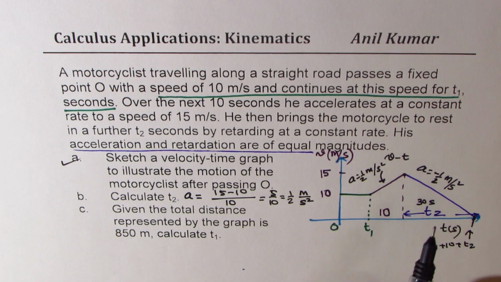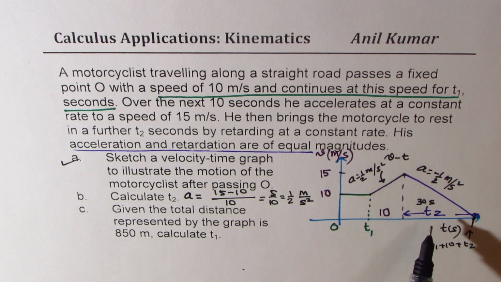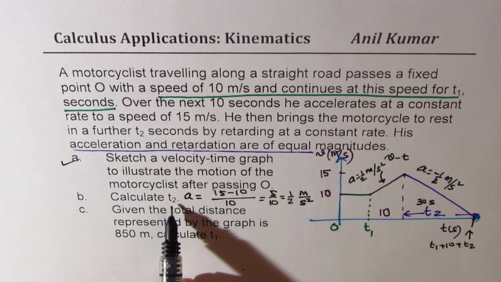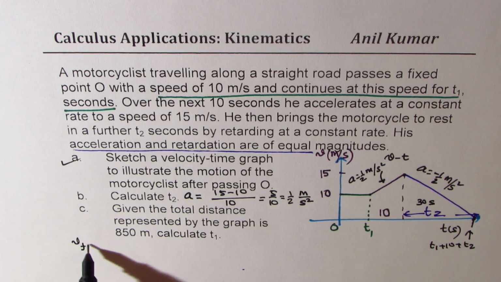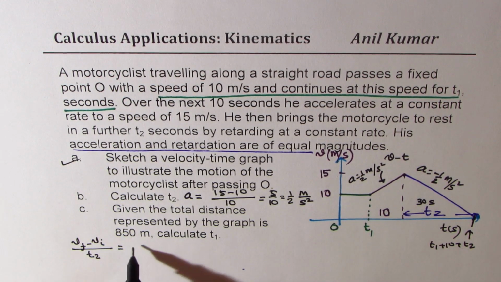The other way, of course, is that we know the final velocity here is 0, initial is 15, right? And we need to find the time taken. We know the acceleration. So let's do that part. Calculate it algebraically. So in this case, the final velocity is 0. So V final minus V initial divided by T2 is the acceleration. And we know acceleration is minus half, right?